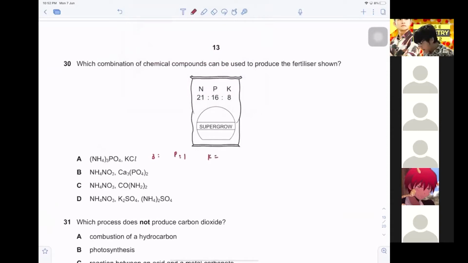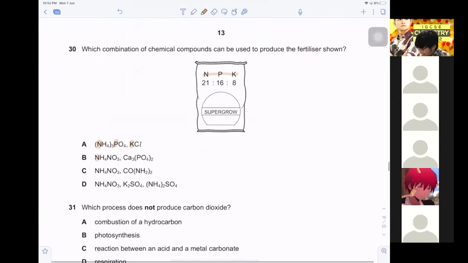Now NH4NO3. Actually, you don't even need to care about the ratio. I just need to look at it: nitrogen, phosphorus, potassium. Nitrogen, no P and K, wrong. Nitrogen, no P and K, wrong. I thought I needed to find out the ratio. Got nitrogen, got potassium, no P. Wrong.